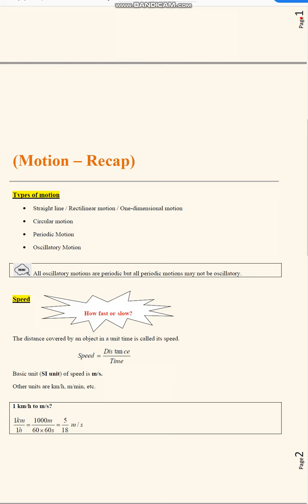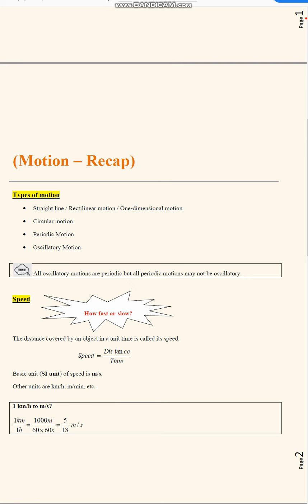Now students, a point worth noting here is that all oscillatory motions are periodic, but all periodic motions may not be oscillatory. For example, as we saw, the oscillatory motions like motion of swing, motion of pendulum, they were periodic also. But the periodic motion, for example, motion of earth around sun, it is not oscillatory. So oscillatory motions are periodic motions also, but all periodic motions may not be oscillatory.